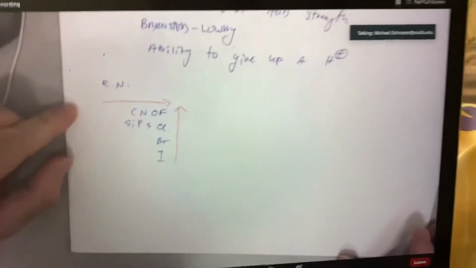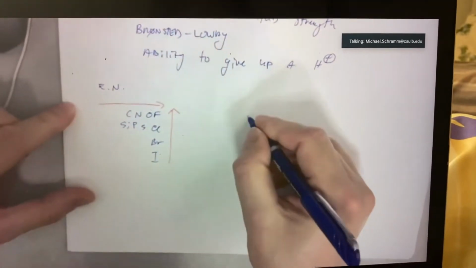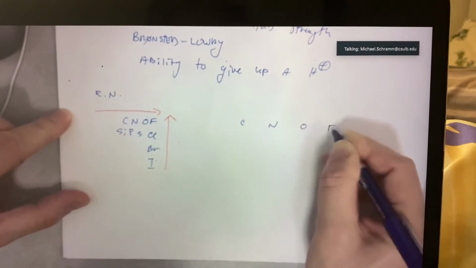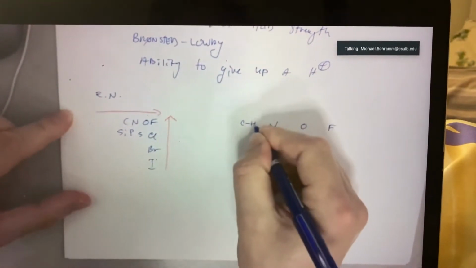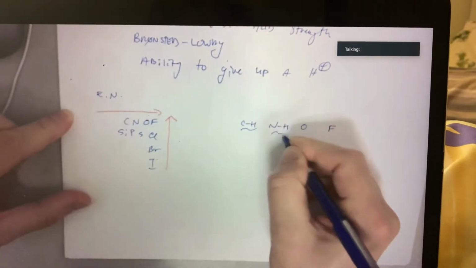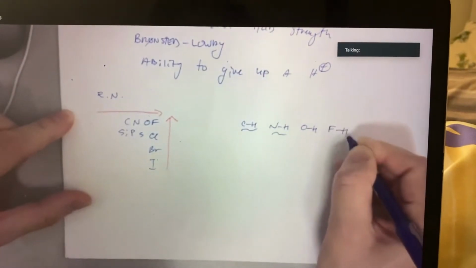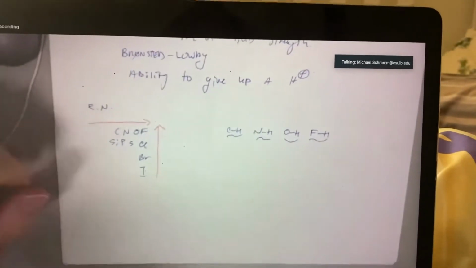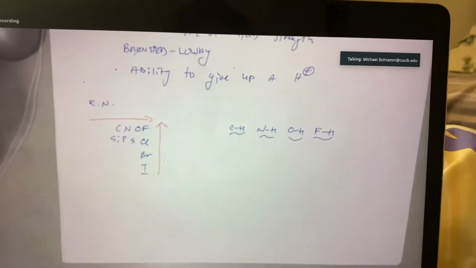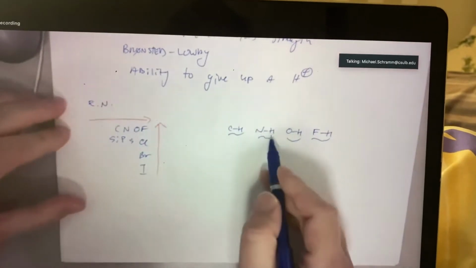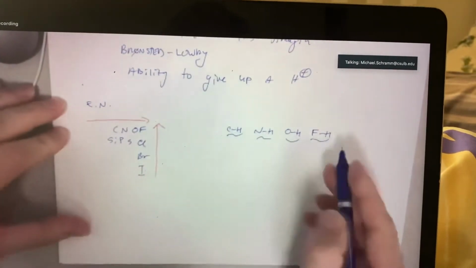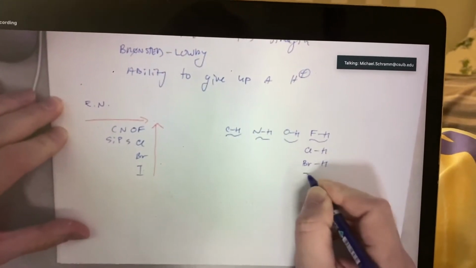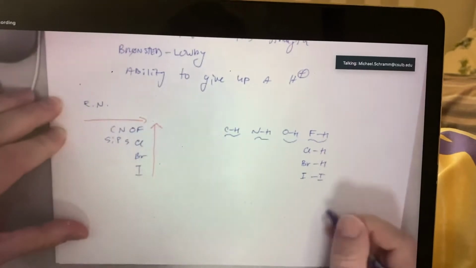For simple acids, where we're comparing carbon, nitrogen, oxygen, and fluorine, where they're attached to hydrogen, where we're actually comparing the strength of this carbon-hydrogen, nitrogen-hydrogen, oxygen-hydrogen, fluorine-hydrogen, chlorine-hydrogen bond, bromine-hydrogen bond, iodine.